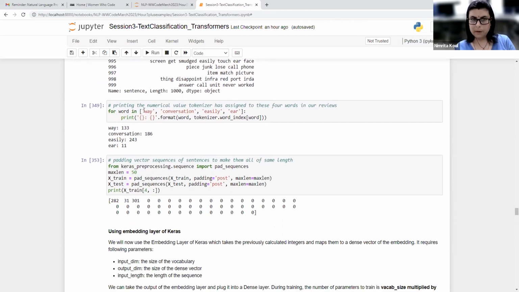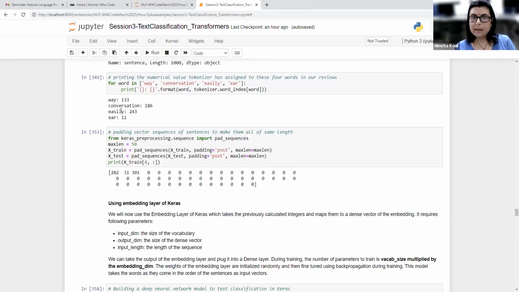Here's an example. We have these 4 words, and using the tokenizer, you can actually see what numbers it has given to these 4 words. And then we can see the sentence length can be different. There can be sentences of different lengths, and it's generally accepted practice that your ML model works with the same length of input. So we do padding and convert all the input sentences into the same length.